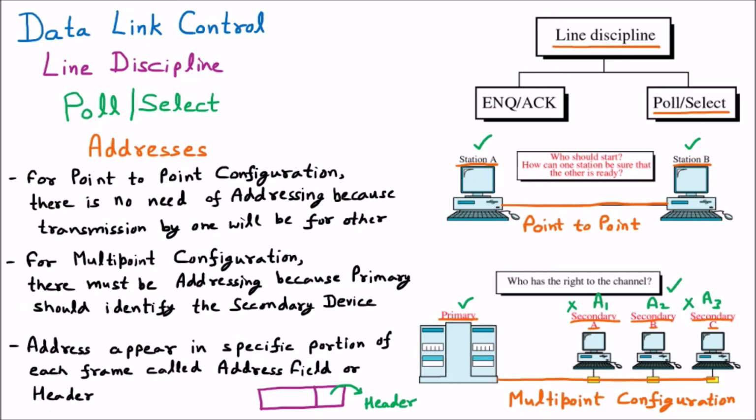And we know that we are learning the poll and select function. Poll and select function works for the multi-point configuration. So we can say that in the poll and select method, we need the addresses of all the secondary stations so that the primary can control them. So this is all about the addresses. Now we are going to discuss the select and poll functions one by one.